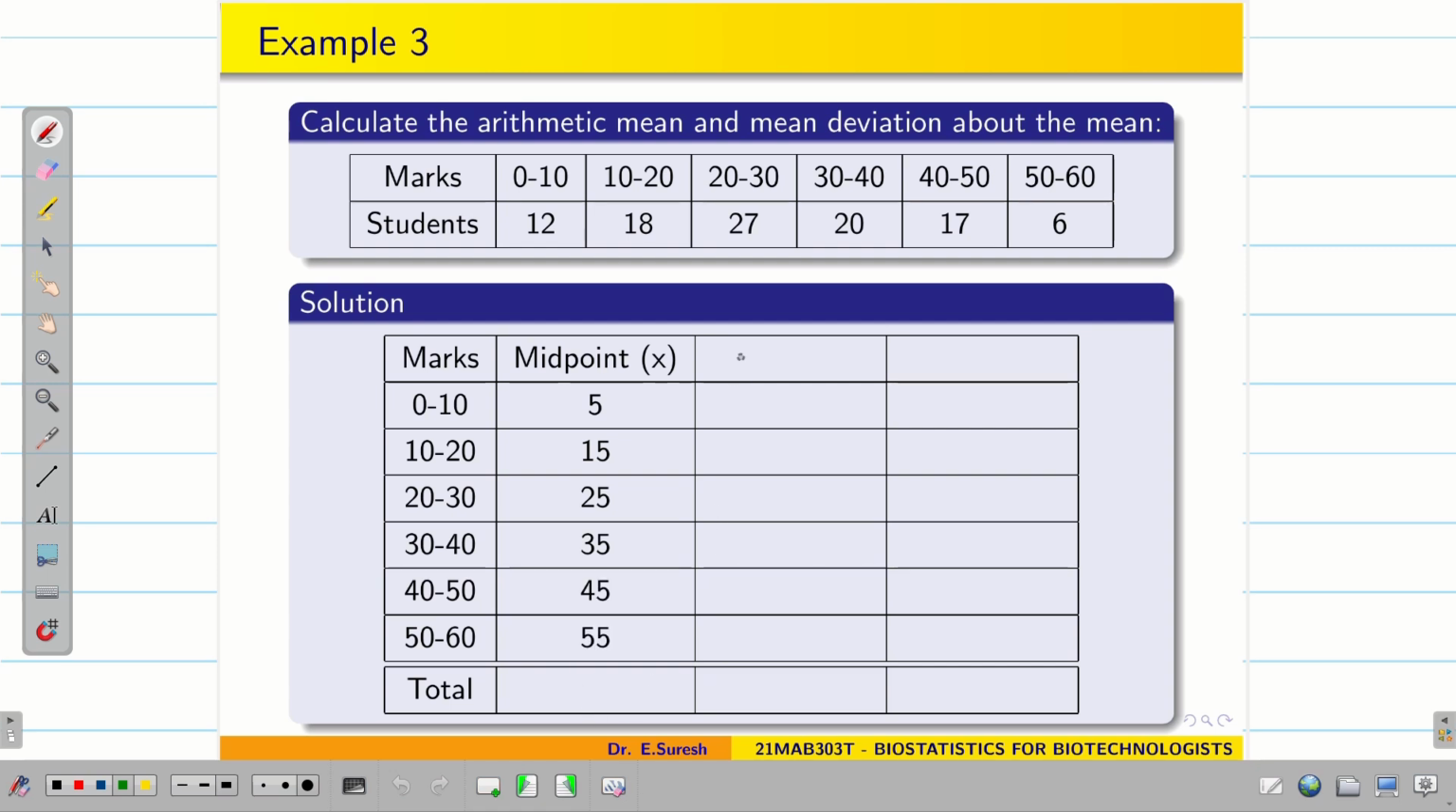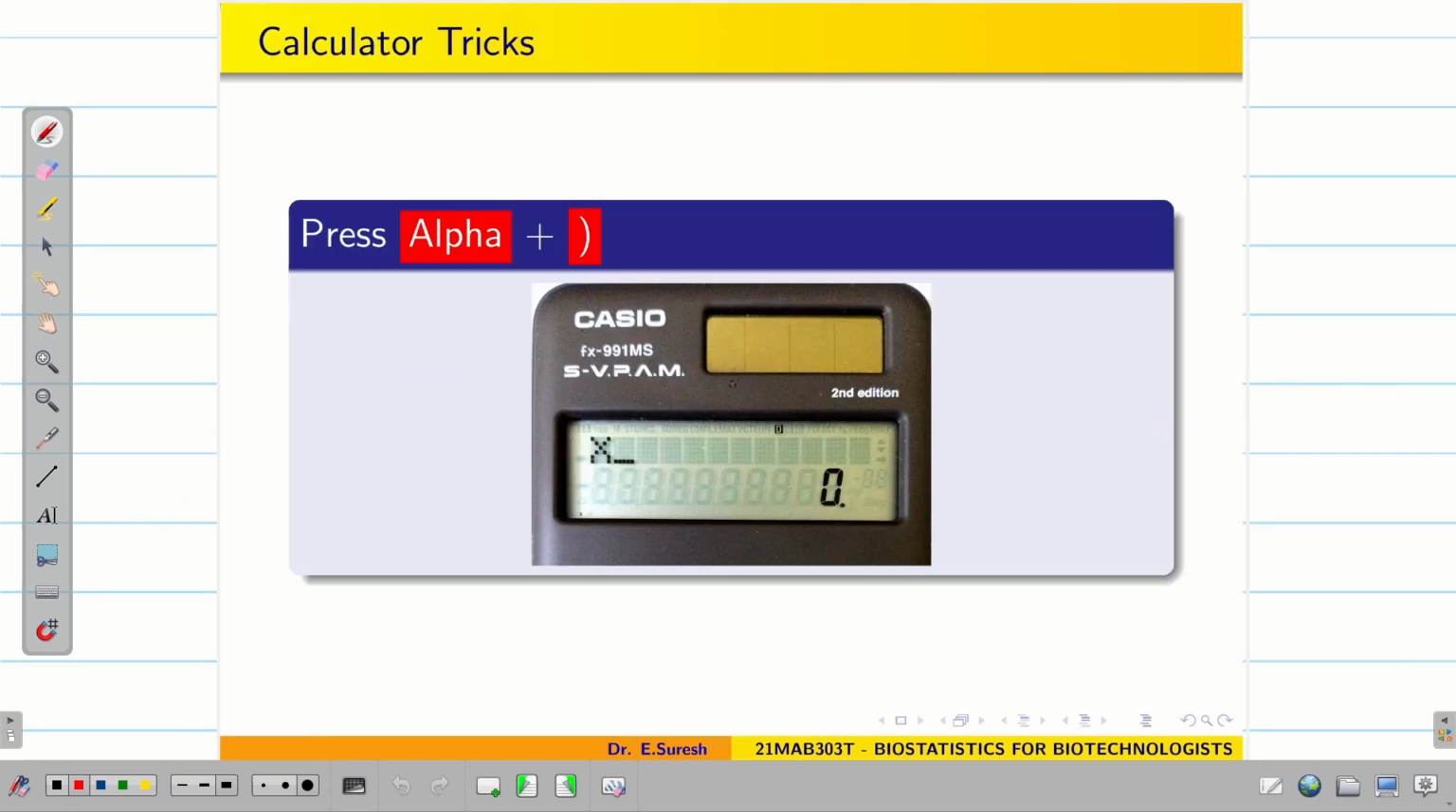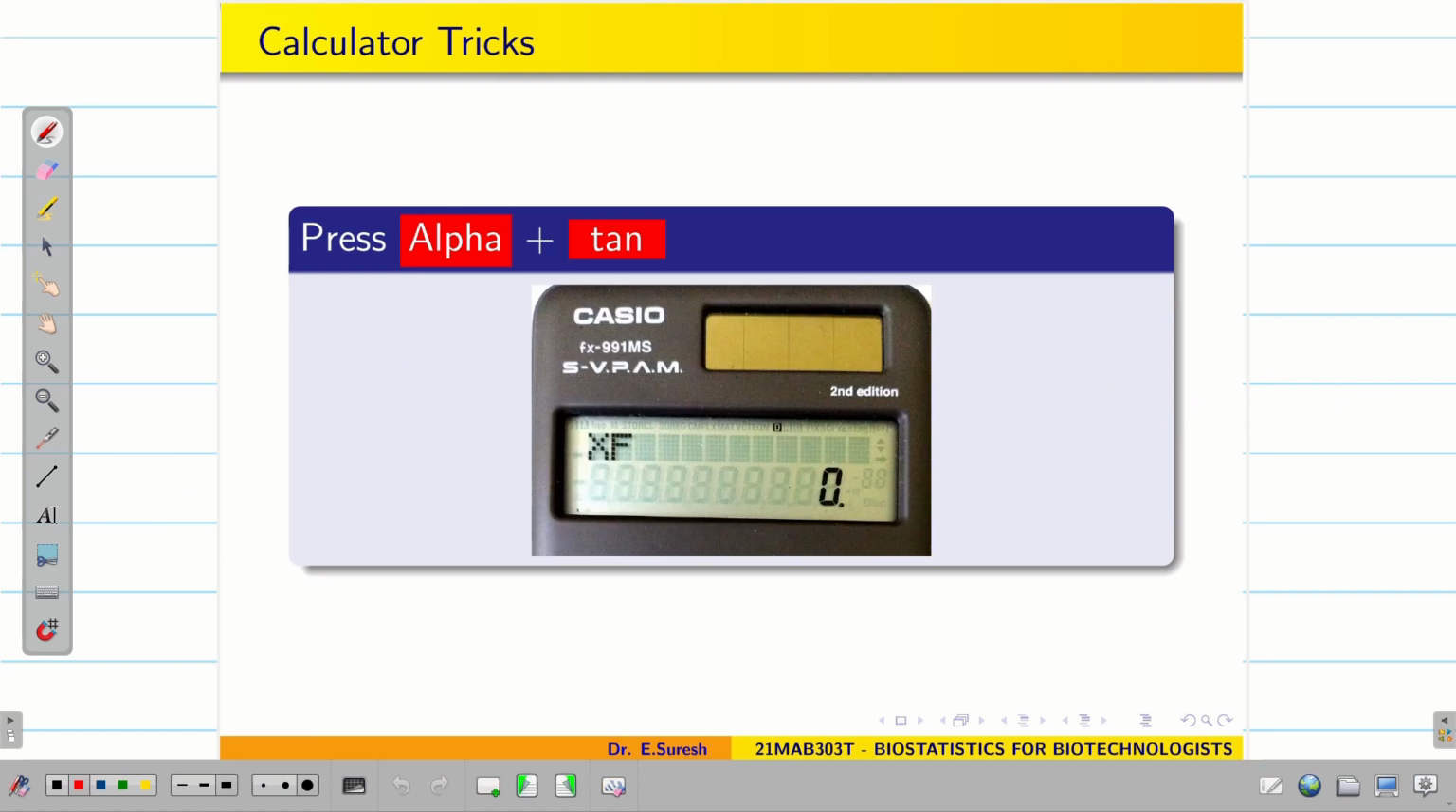And then now we have to write the frequencies. Frequencies are given in the question, you just have to copy and paste. When you add all the frequencies, we get summation f is equal to 100. Therefore, summation f is nothing but my capital N, that is 100. Next, as usual, to find fx, take your calculator. Important thing, first enter x, then enter f. Alpha plus closed bracket will give you x, alpha plus tan will give you f.